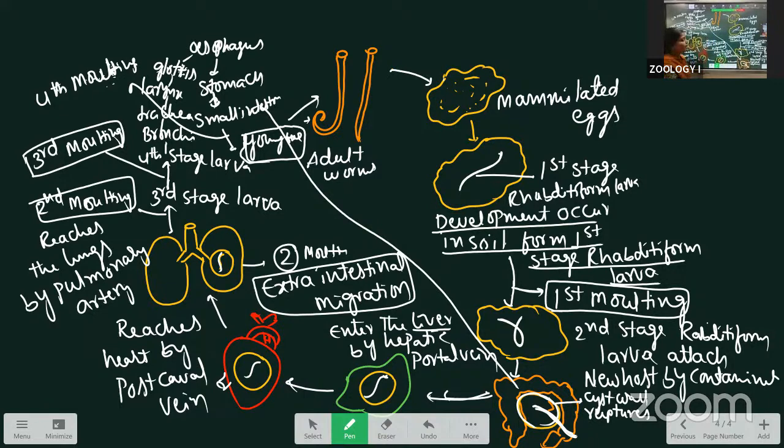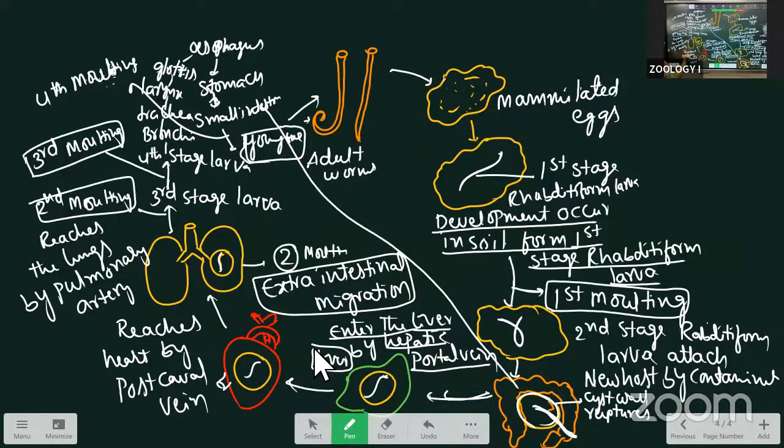Next, through the circulation, they go first to the liver. Here, they enter the liver by which blood vessel? The hepatic portal vein. Through the hepatic portal vein, they enter inside the liver. This one is the liver. From the liver, through the circulation, they go to the heart.